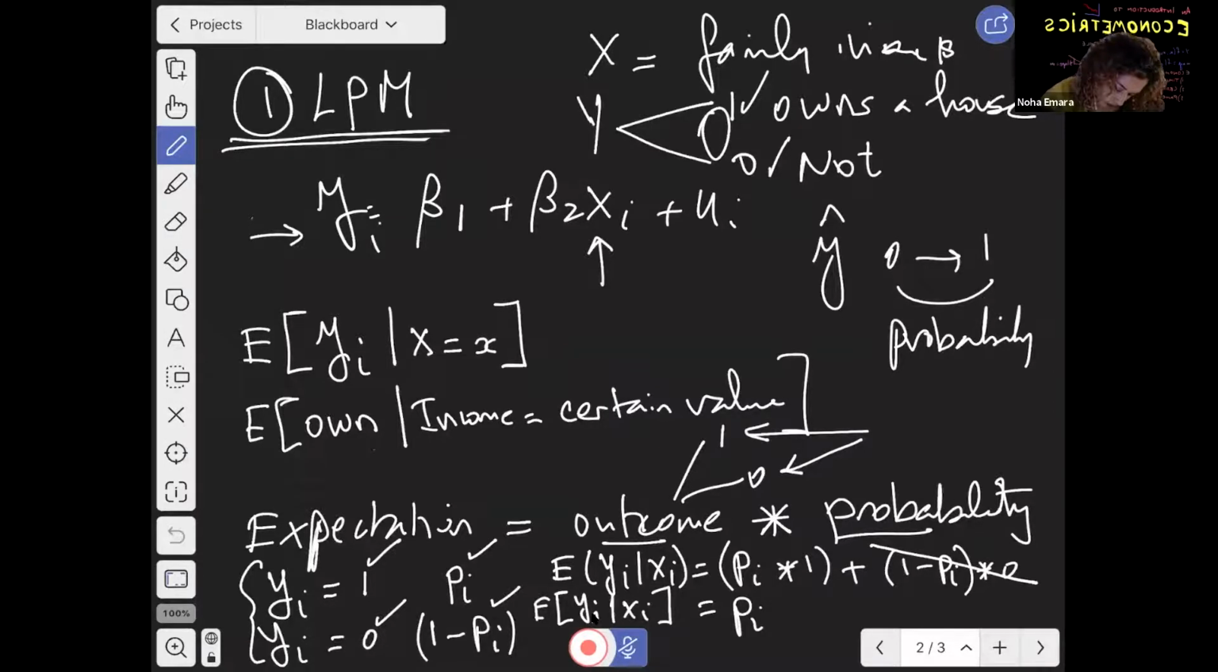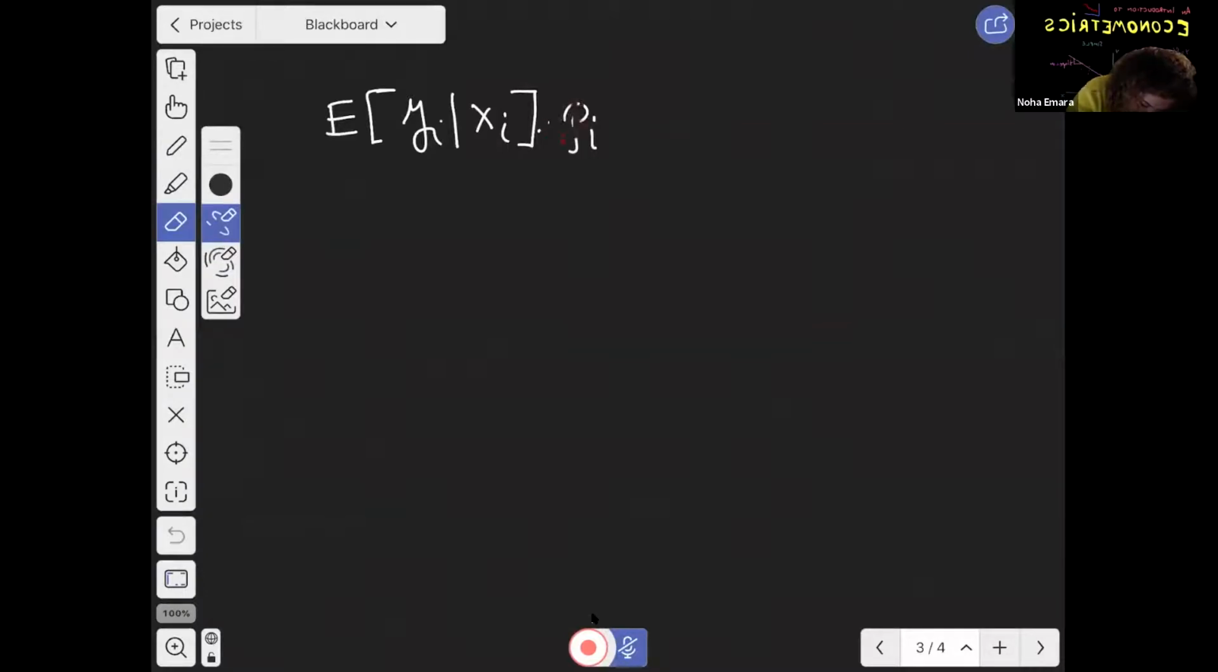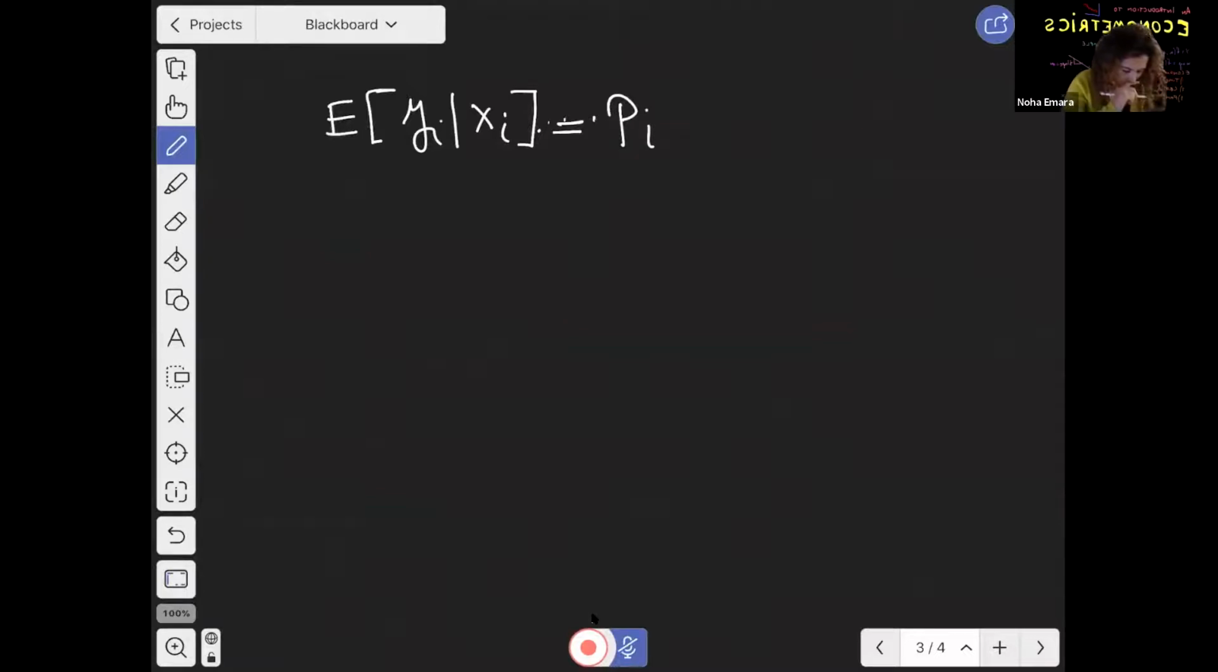So we can be more specific about this part, right? So I can either write it this way, my expectation of yi given xi is equal to pi. Sorry, this is equal. I missed the equal and it's too tight here, so let me make more space. So it is equal to pi.